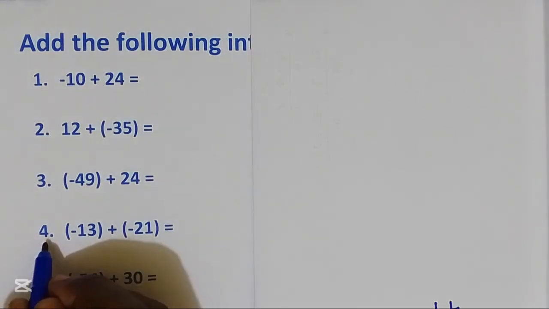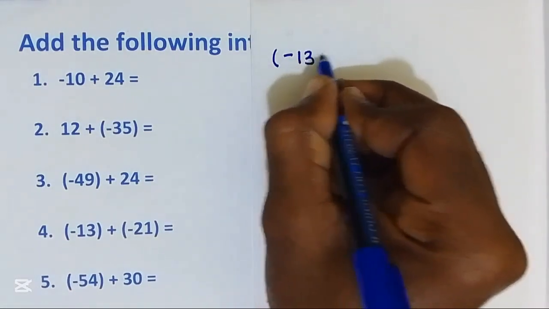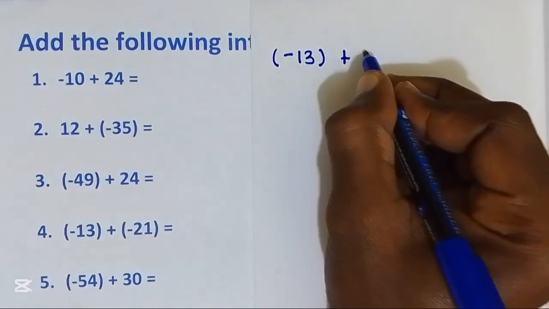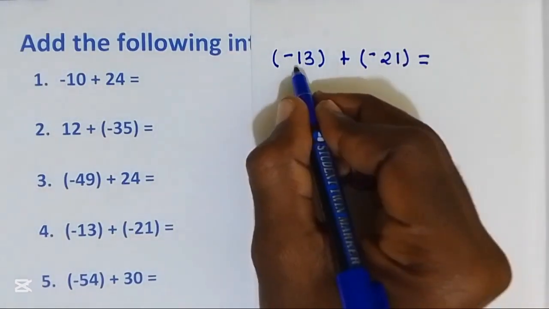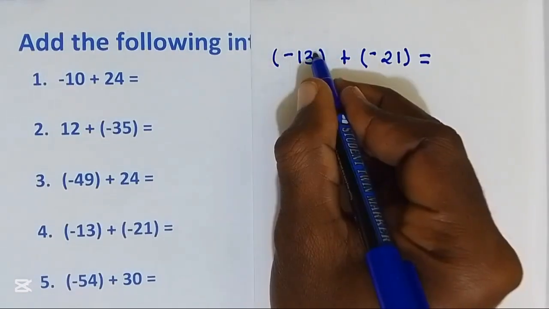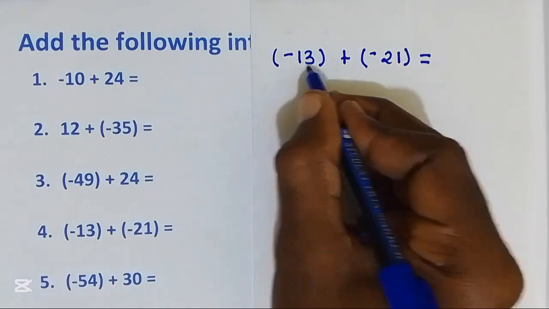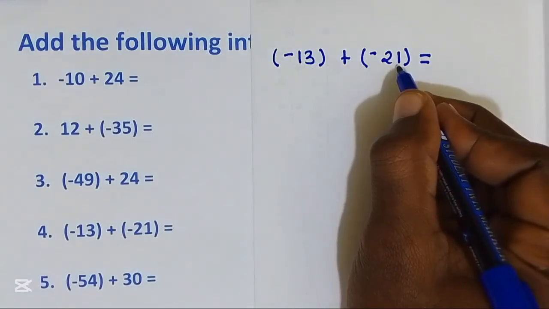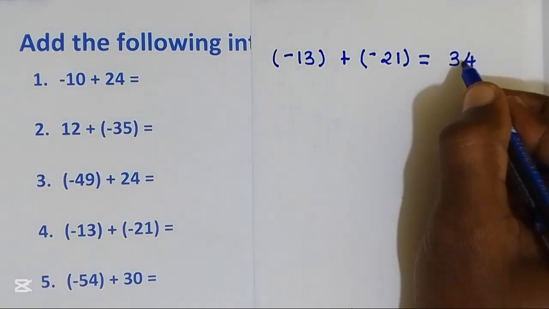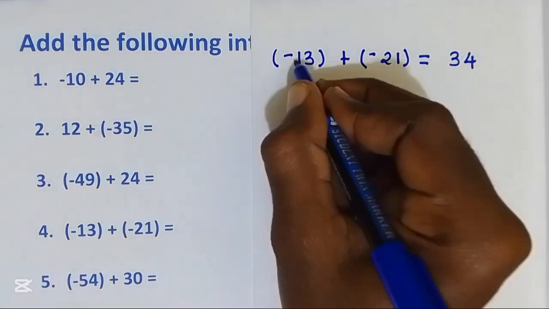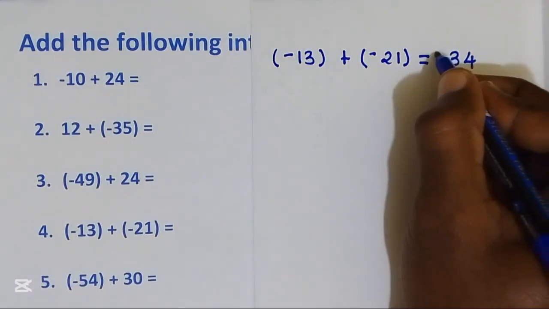Let us do question number 4. We have minus 13 plus minus 21. We are adding a negative number and a negative number. So what we're going to do here, we just add the numbers. We are going to get 34. But since we are adding both of them, and they are negative, the answer also is going to be negative.